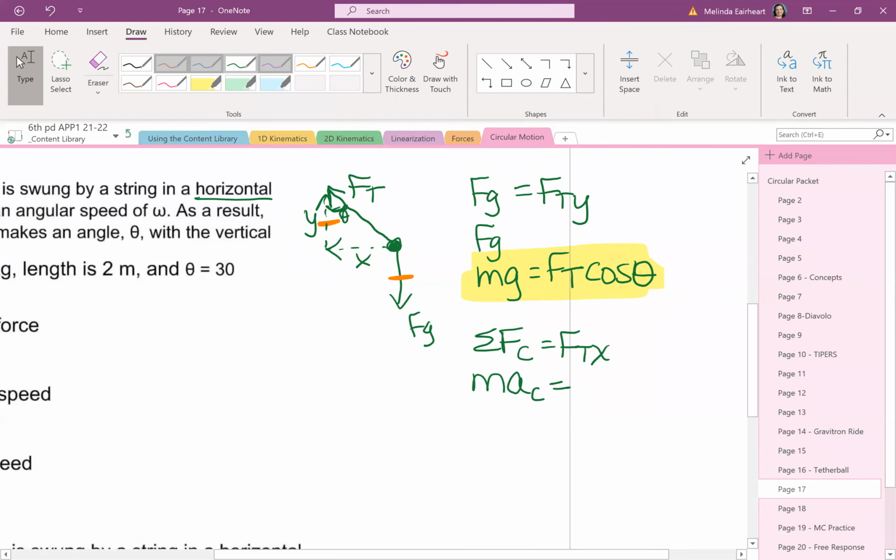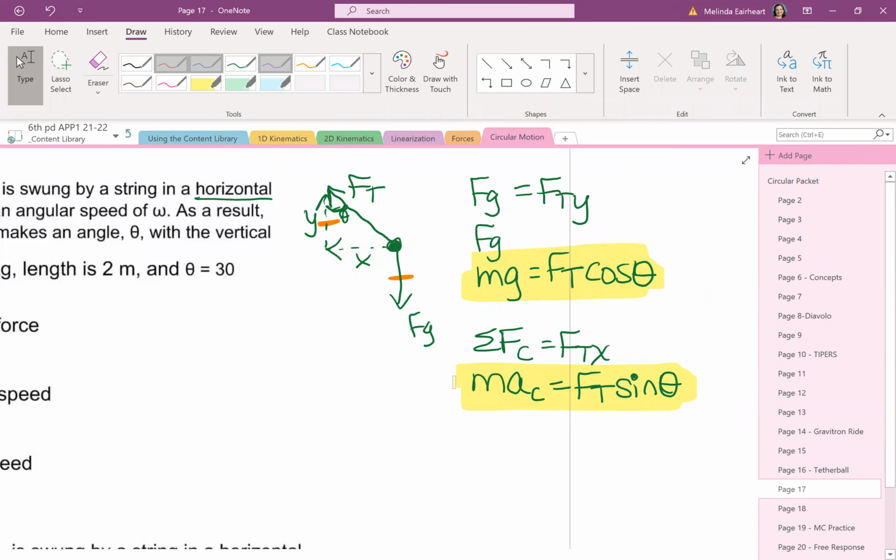And can we write the FTX in terms of theta and the hypotenuse? Notice the X component is opposite. And so we'll say FT times sine theta. And again, not that it's an absolute, but this is another common starter equation, if you will, for tetherball type problems, okay? Have we done anything new?